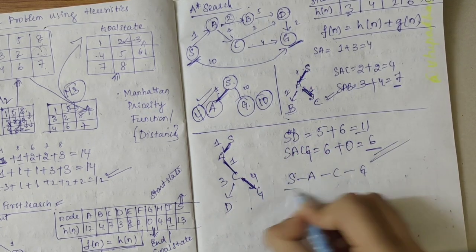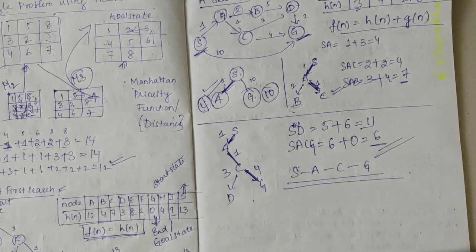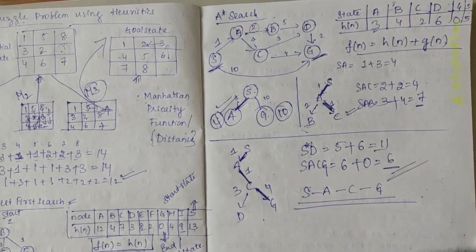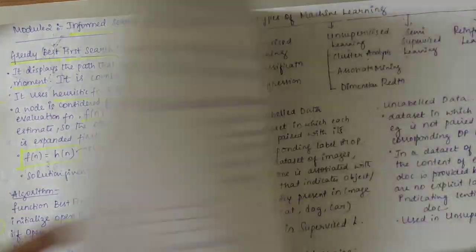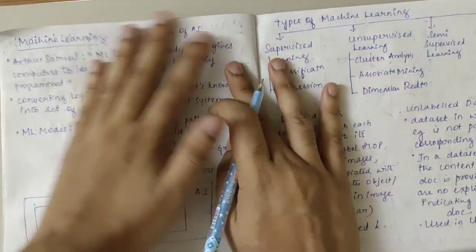SAC and G is the optimal path. So this was about the A-star search algorithm. This is one part of the second module, that is the informed search strategies. Now we'll look into the second part, that is ML.